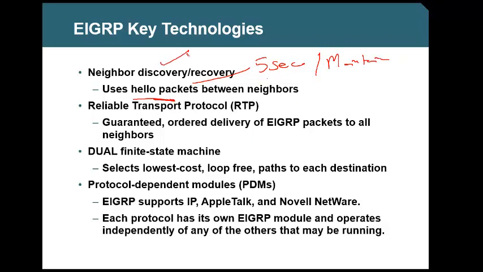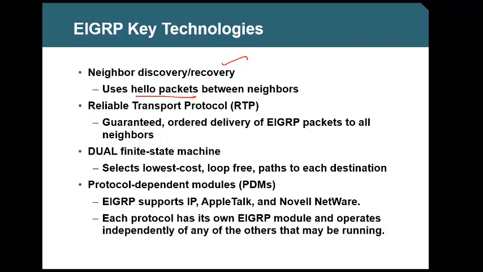How do I maintain the neighbor? How do I know the neighbor is there? Because the neighbor is sending hello every 5 seconds, I maintain him. I make sure that neighbor is there in my neighbor list. Not only that, if a neighbor goes down and comes back, it's the same hello packet that helps to recover. So EIGRP uses hello packets.